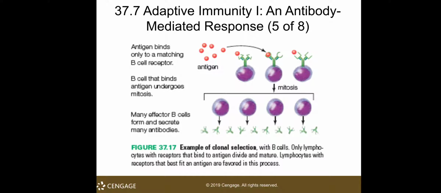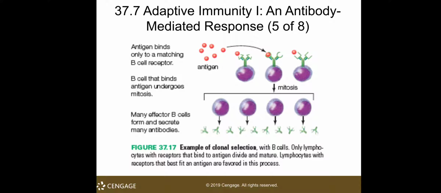The antigen binds only to the matching B cell receptor. So that's one thing about the adaptive immune response: they are very specific. Once the antigen binds the matching receptor, that B cell undergoes mitosis.